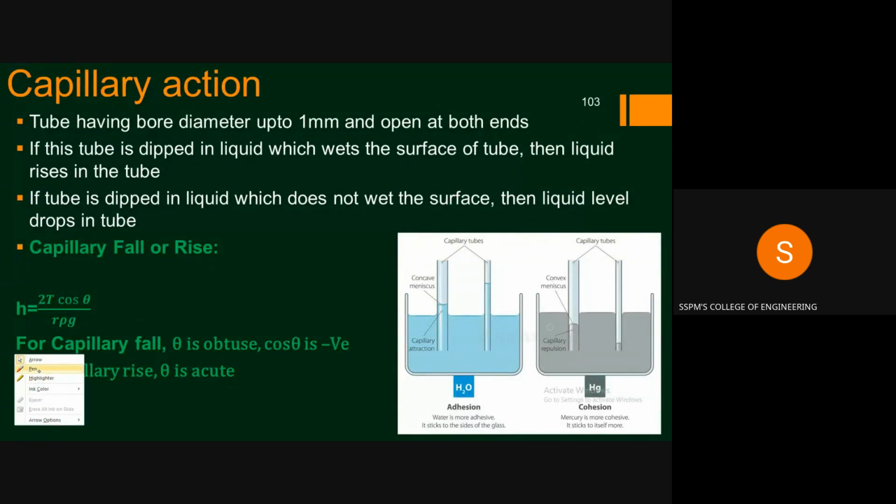Next concept is capillary action. For capillary rise or capillary fall, the relation is h is equal to 2T cos theta upon r into rho into g. Here, for capillary fall in case of mercury, you can observe theta is obtuse, so cos theta will be negative. And for capillary rise, theta is the acute angle.